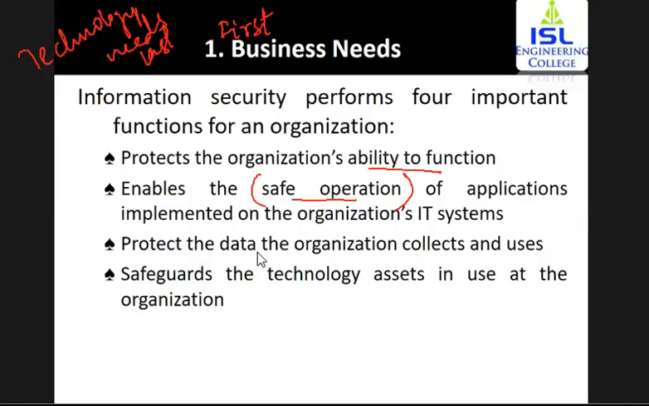Then protect the data the organization collects and uses. That is, all types of data that the organization is collecting and using, you need to safeguard. Then safeguarding the technology assets. What are assets? An asset is any information that can provide value. So we are going to study these four in detail, and what steps happen within each of these points.